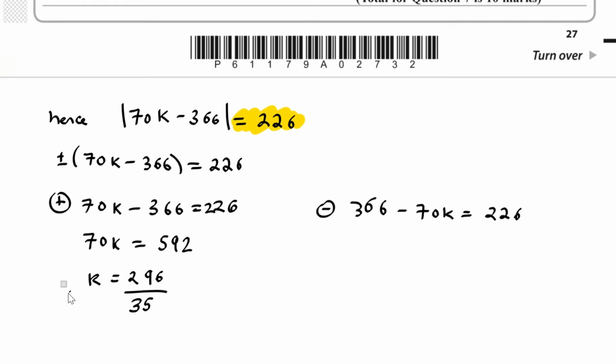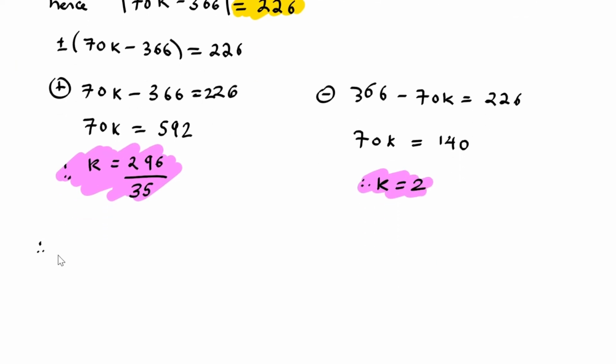and for the other one we have 70k equals 140, k is equal to 2. So here we have our possible values of k. So therefore our answer, k is equal to 2 or 296 over 35. Okay.